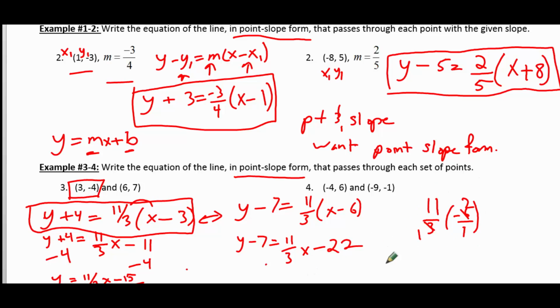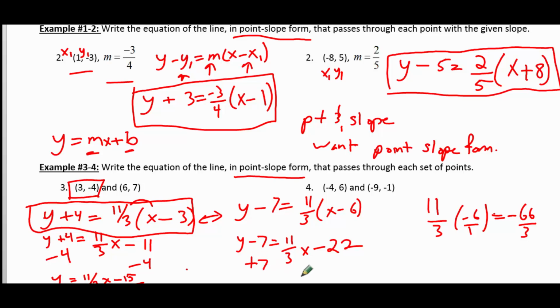Use your calculator to verify me if you need to, but you should wrap your mind around the fact that this should be 22. The other way of doing it is just multiply across. Negative 11, or 11 thirds times negative 6 over 1 would be negative 66 over 3. 66 divided by 3 is 22.